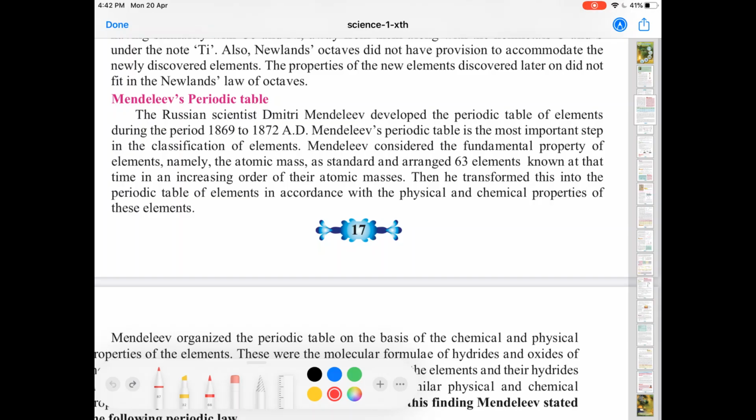Welcome to this session. In this session, we will learn how Mendeleev classified the elements by creating his Mendeleev periodic table. Dear students, you must have studied earlier that many scientists tried to classify elements and they were not much successful. But Mendeleev was the first scientist who we can say almost successfully classified elements which were known at that time.